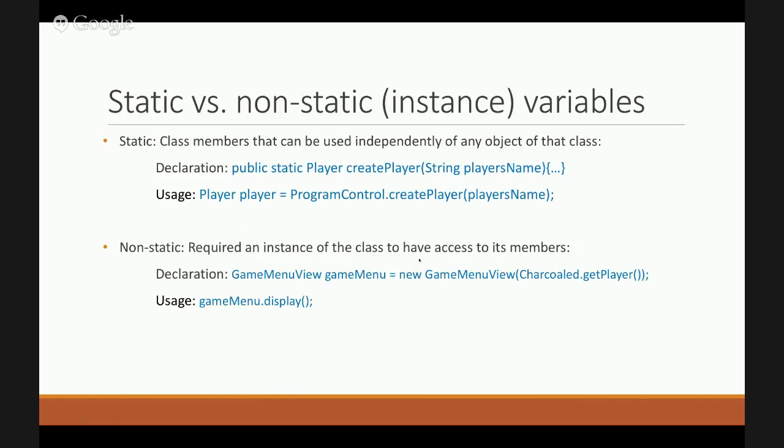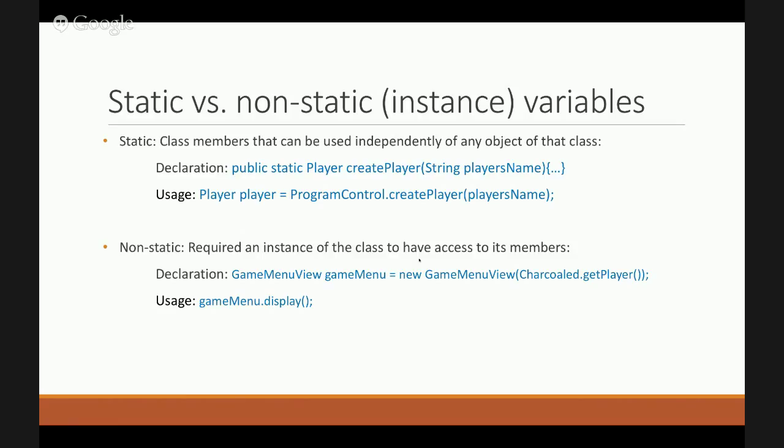To do so, we precede the declaration with the keyword static, as in the example here: public static Player createPlayer. That's a declaration of a static method of a class. When a class member is declared as static, it can be used without creating an instance of the class.